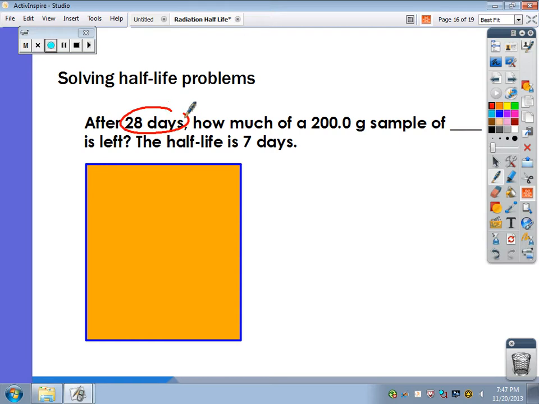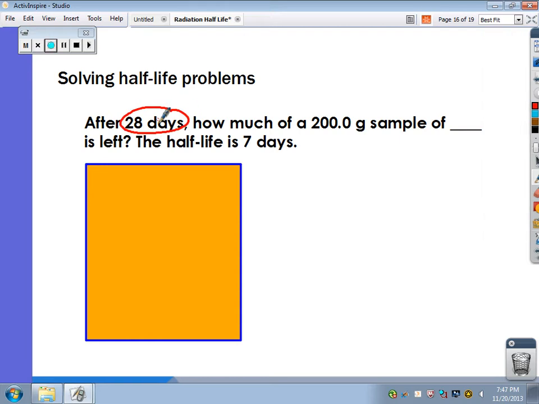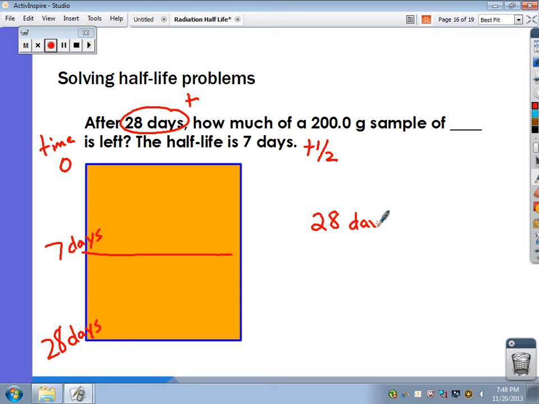I have 2 times. I have 28 days. That's the total time, right? And I have t 1/2. My half-life is 7 days. If I ever have both those times, I can say to myself, 28 days total went by, right? And I always start at time 0. And my half-life is 7 days. So how many half-lives happened in those 28 days? I can take 28 days and divide it by 7 days. Whenever you have 2 times, you can always divide the half-life into the total time. That gives me 4. That means this event happened 4 times.